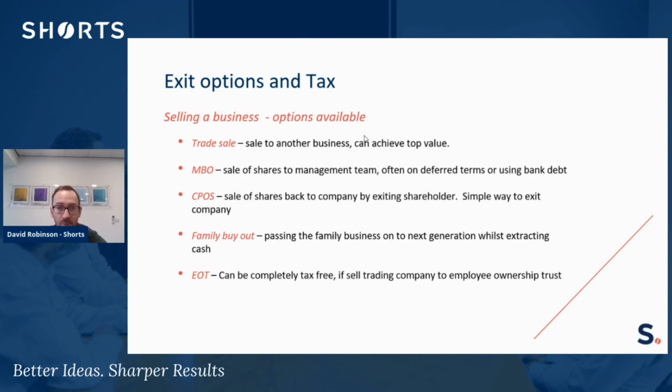Finally on here, I've got a family buyout and an EOT. Just quickly on a family buyout. If you've got a business that's family owned and the owner wants to pass it on to the next generation, that doesn't have to be a gift. That could be a sale of shares, perhaps with some bank finance. What that does is allow you to de-risk your investment and take some money off the table whilst also passing on the business to the next generation. That can be a really good, tax efficient way to allow the family to have some money out.